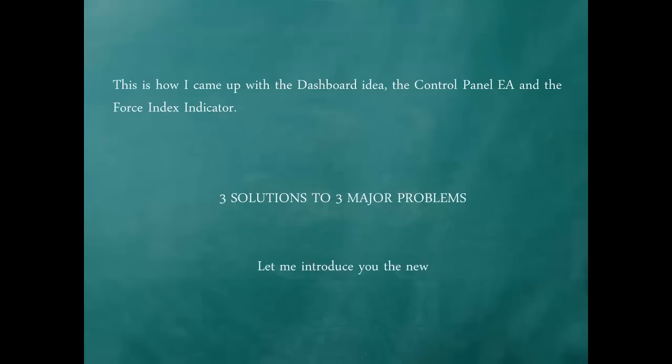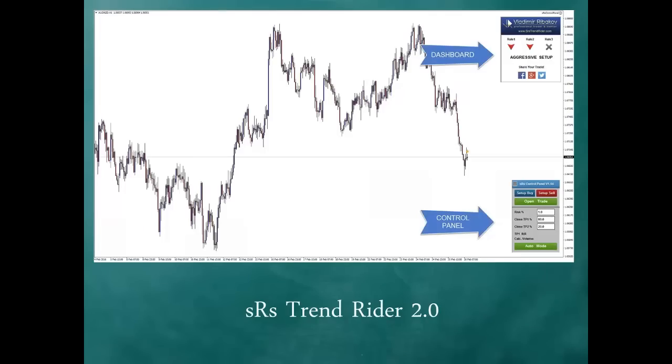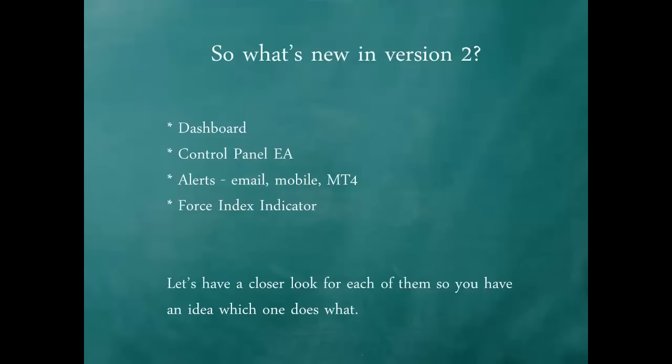Okay, now let me introduce you to the new design of the SRS. That's how it looks. It comes with a dashboard with my name on it. So you always have to remember: what was this Russian guy's name? I had SRS from now. Now you will remember what was this Russian guy's name, okay? It comes with the SRS control panel on the bottom. And let's start to talk about these things now.